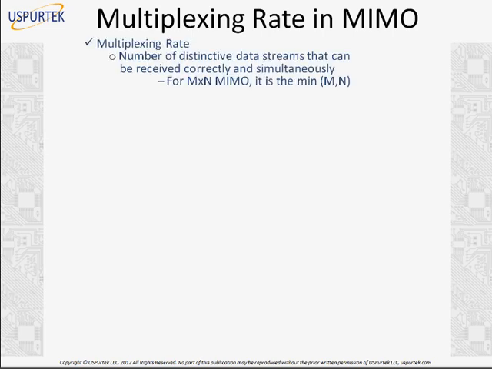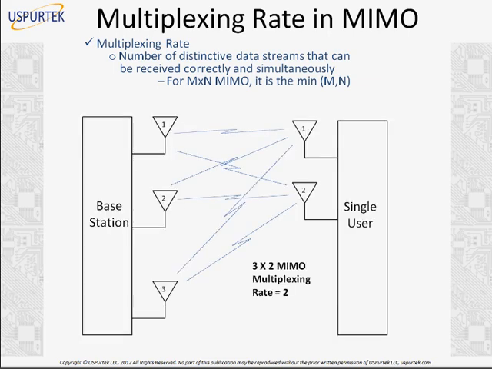Now there is one term we need to understand: multiplexing rate. What does it mean? It simply means the number of distinct data streams that can be received correctly and simultaneously by a MIMO system. So if it is M by N MIMO, it is the minimum of the two. Now you see in this configuration, the base station has 3 antennas, and the single user has 2 antennas.